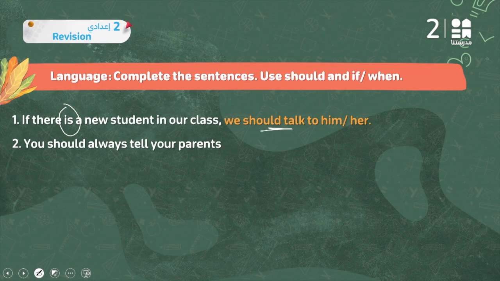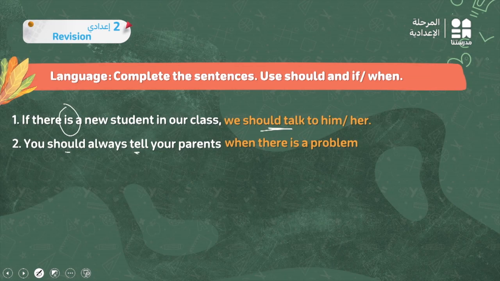Number 2. You should always tell your parents. So here should tell. I have the part but without if. This means I miss the part with the present simple tense. This means I have to add a present simple tense and if part in the second part of the sentence. So you should always tell your parents if what happens, if or when there is a problem. If and when both are correct. So you should always tell your parents when there is a problem or if there is a problem.